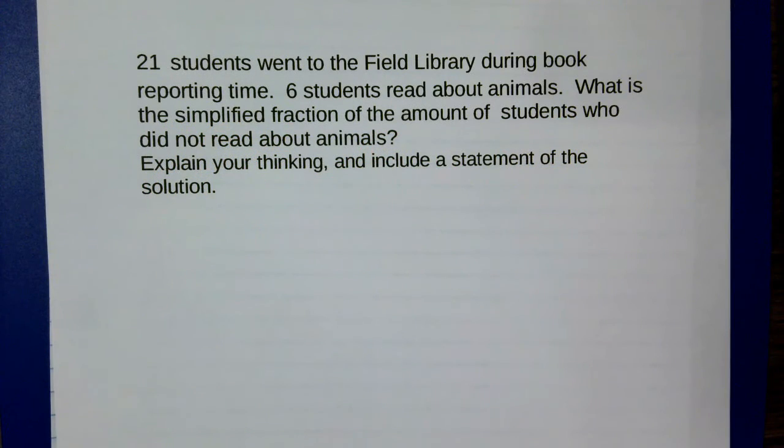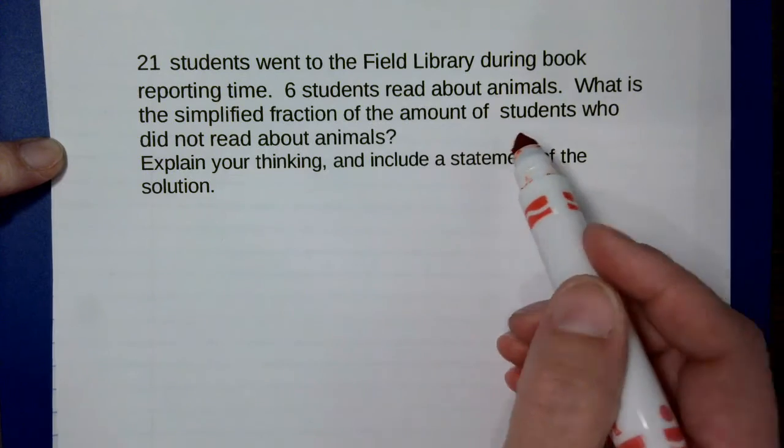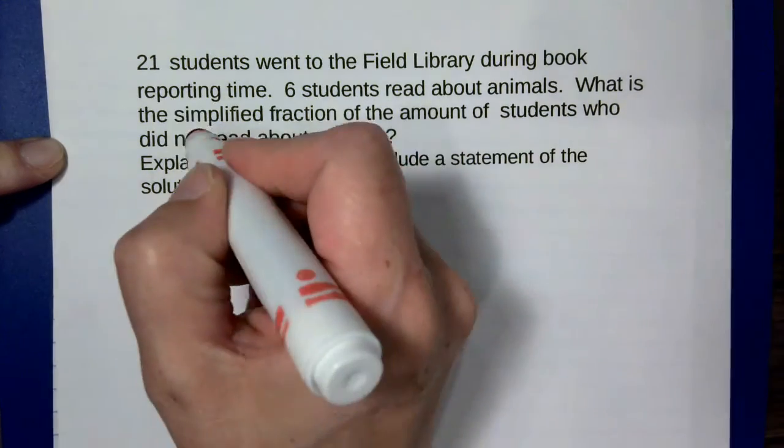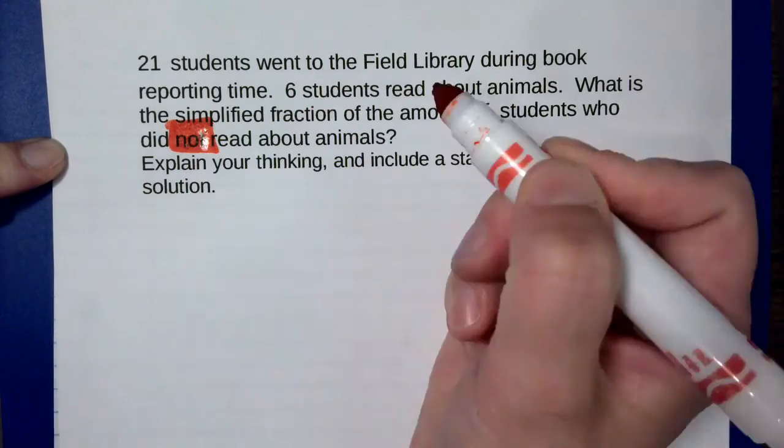All right, let's get started on this problem. 21 students went to the field library during book reporting time. 6 students read about animals. What is the simplified fraction of the amount of students who did not read about animals? Explain your thinking and include a statement of the solution. So I'm going to look at the numbers that I do know about, okay? What is the simplified fraction of the amount of students who did not? This is the word I want to cue in on, not. Did not read about animals.